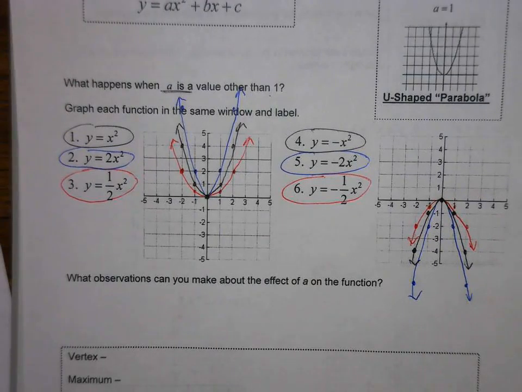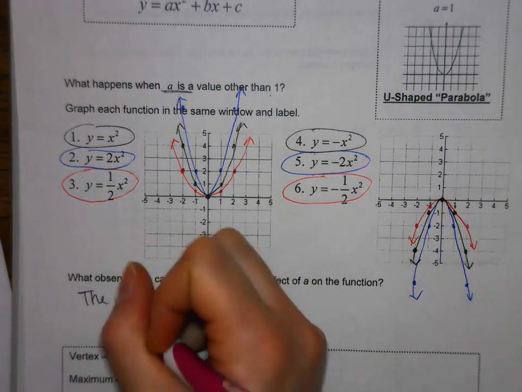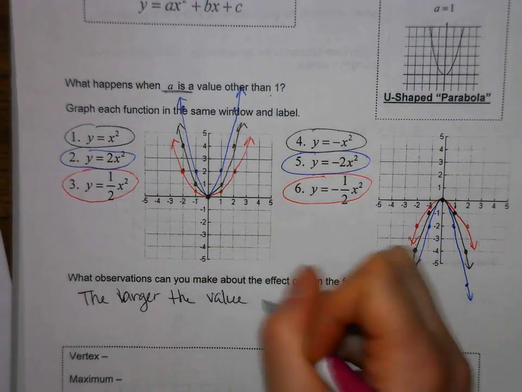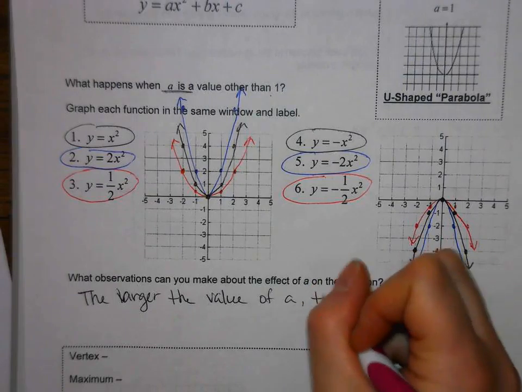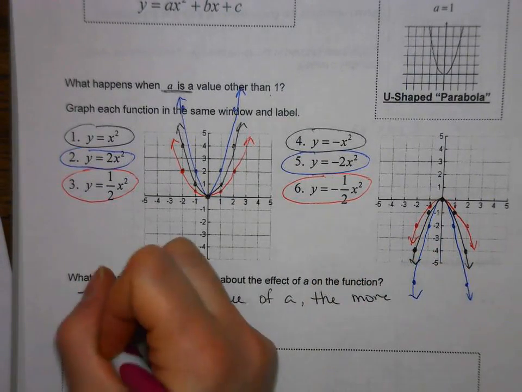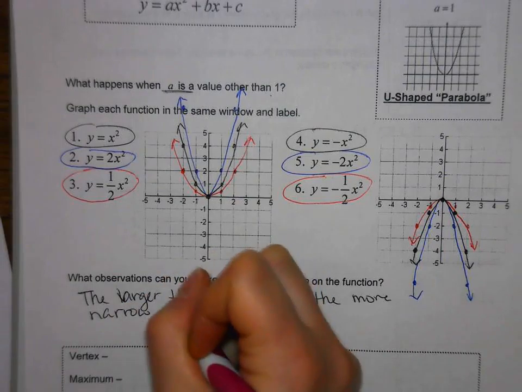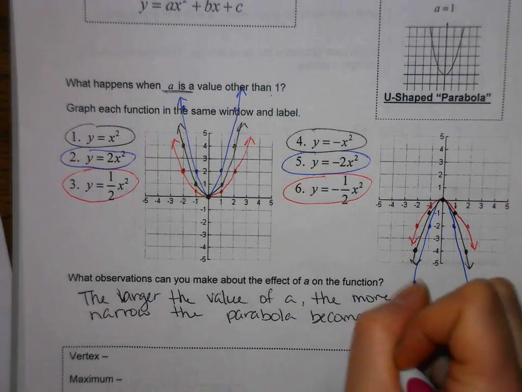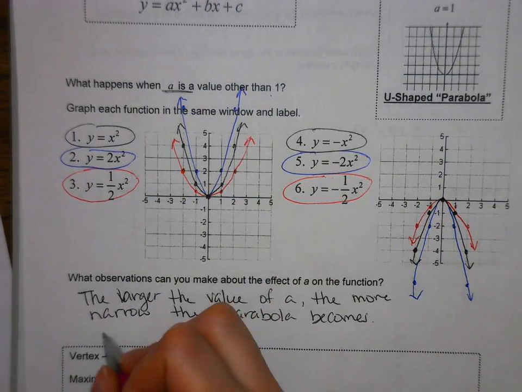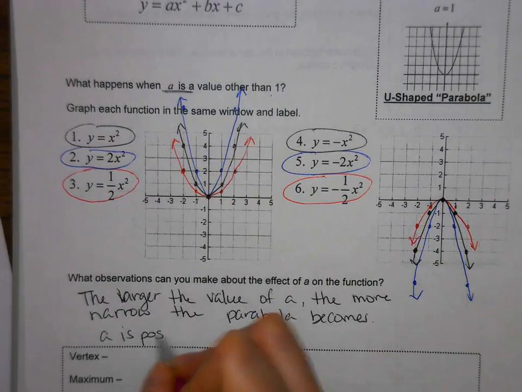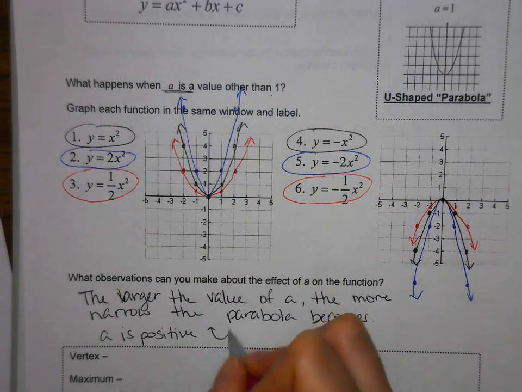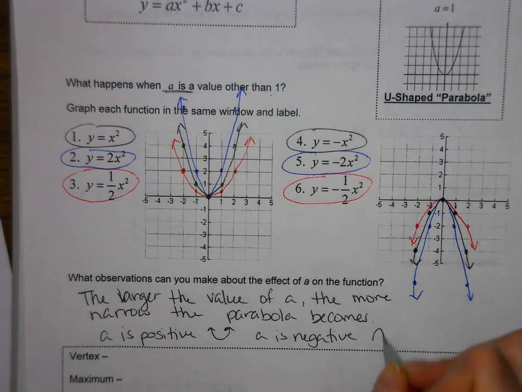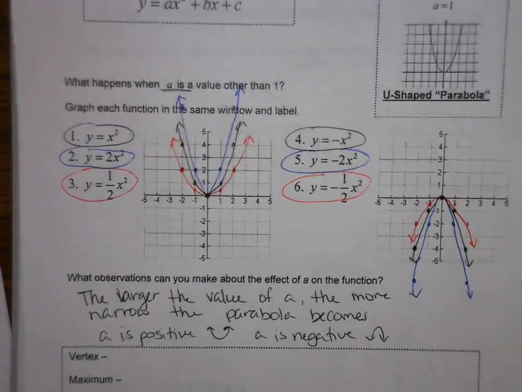So what observations can we make about the effect of a on the function? Well, we can say that the larger the value of a, the more narrow the parabola becomes. And what we can say about the negative: if a is positive, it's going to be facing up. If a is negative, facing down.